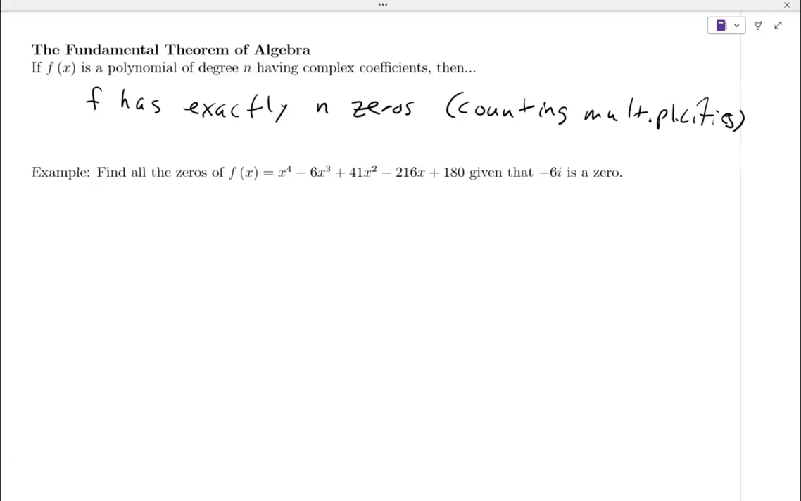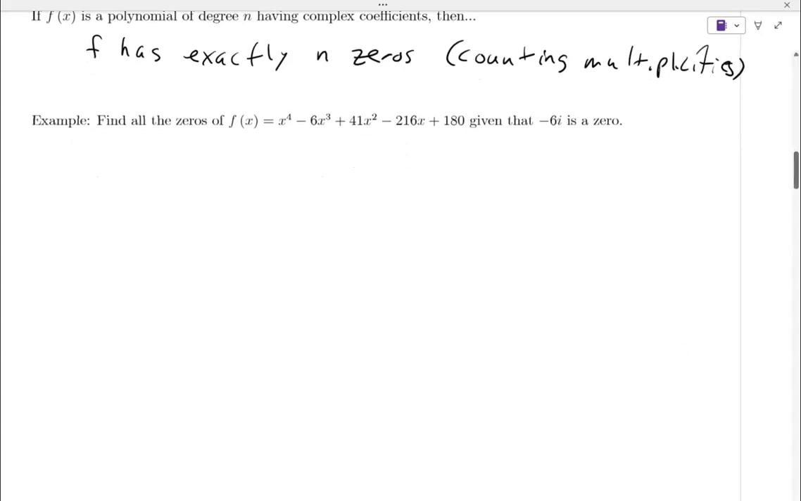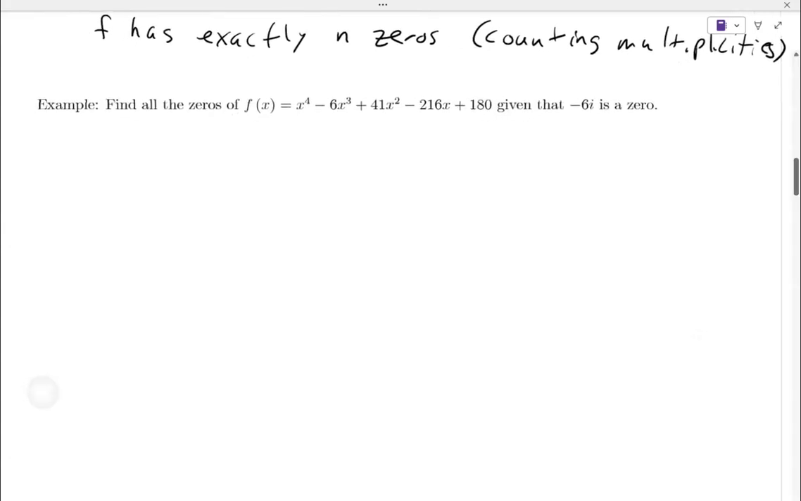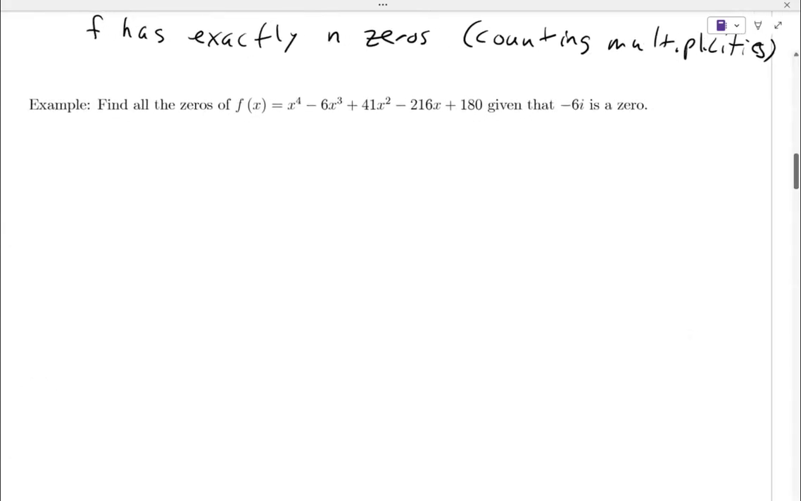Counting multiplicities, you get exactly that many zeros. So that's what the fundamental theorem of algebra says. So looking at this first example we have on the page, what's the degree of that polynomial? 4. So how many zeros are we going to be looking for? 4. Good.